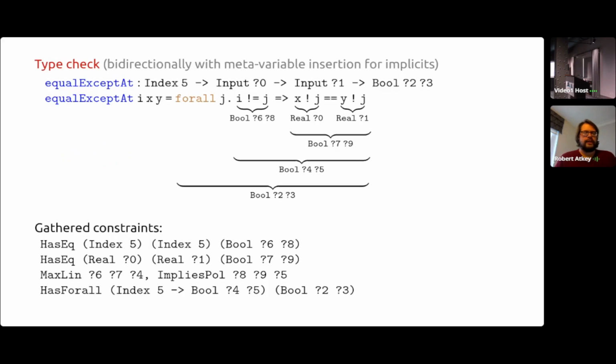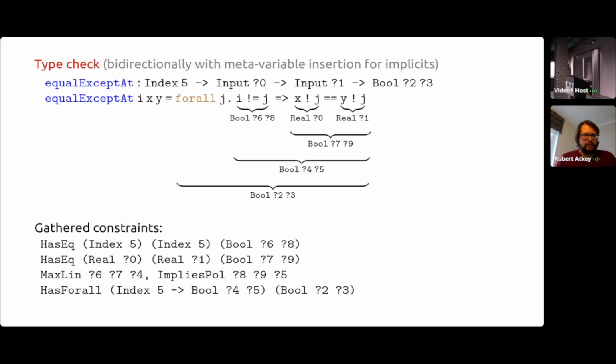Next, we do a type check of the body of the function. And we do this bidirectionally so that we can push the type information the user gave us in. And also we use metavariable insertion for the implicits. And what this leads to is each sub-expression gets typed in a certain way with metavariables describing the linearity and polarity of those sub-expressions. So here, because we had a disequality constraint, this is a Boolean.